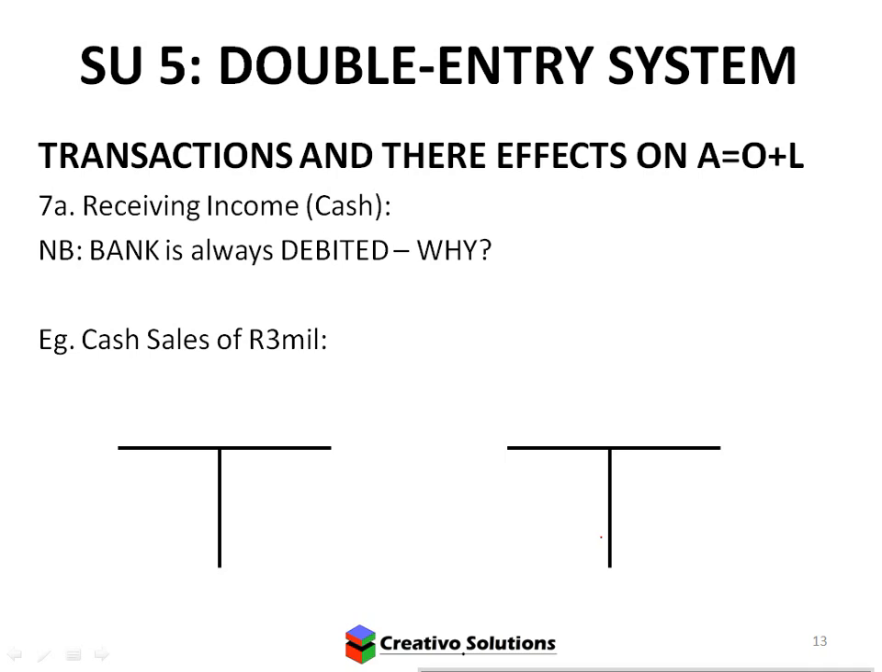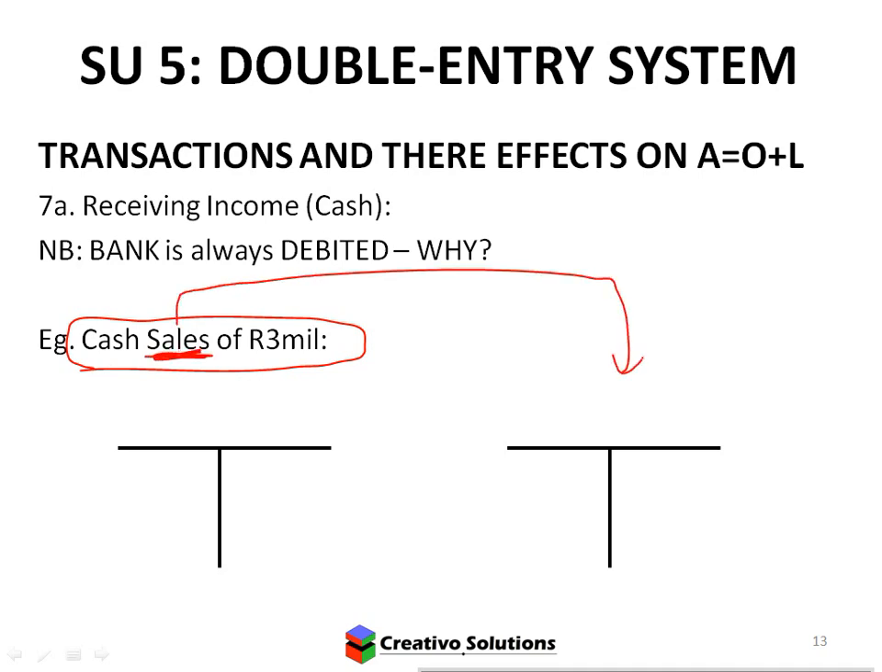Here's your income one. Receiving income. The rule says if you receive income and it's in the form of cash, bank is always going to go up. Here's the transaction. Cash sales of 3 million. This stands out, sales. What definition does sales meet?